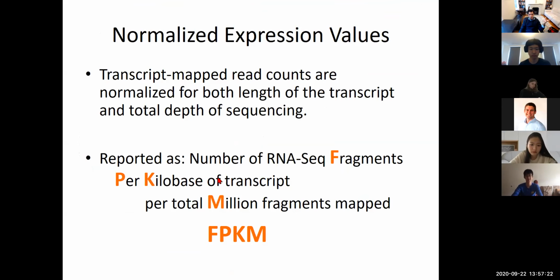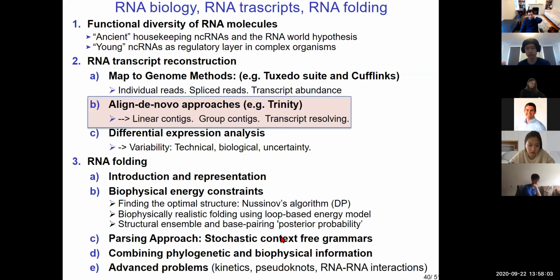Okay. So putting it all together, you basically have the last step, which is that you want to normalize the expression values based on the amount of sequencing that you did. Okay. So basically, the transcript mapped read count is normalized for, number one, the length of the transcript, and number two, the total depth of sequencing. And in the end, you report the number of RNA-seq as the number of fragments per kilobase, because you're correcting for the length, per kilobase of transcript, per total million fragments mapped, and then you're correcting for the total sequencing depth. Okay? And that's where this FPKM, so fragments per kilobase per million fragments, comes in.